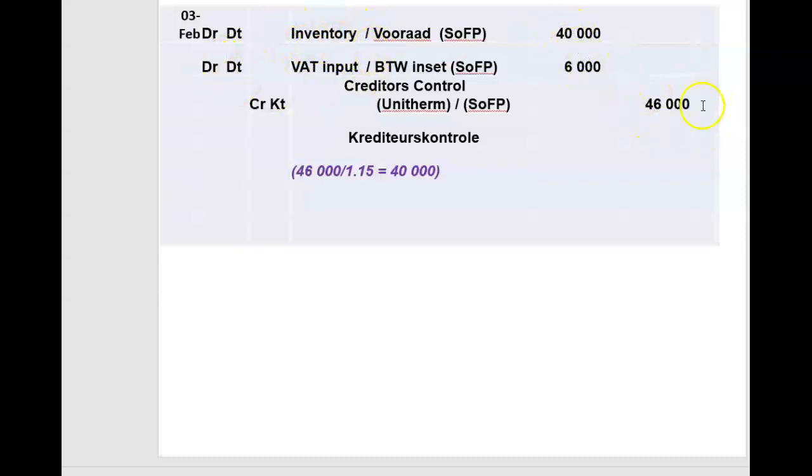Then you can claim the VAT, which is included in the 46,000. So 46,000 divided by 1.15 gives us 40,000. That is our inventory amount. 40,000 times 15% equals 6,000. That is the VAT that we're going to claim. VAT input, statement of financial position, and then creditors control with the full invoice amount, 46,000. Creditors will always include VAT. Debtors will always include VAT. Cash and bank will always include VAT. And that is about the end of the story, except for the VAT control account itself, or the VAT accounts themselves.